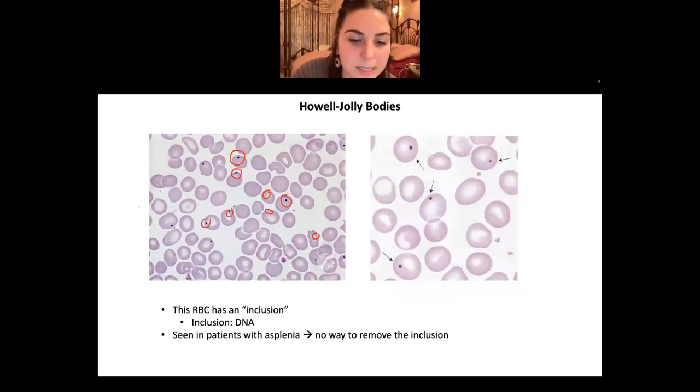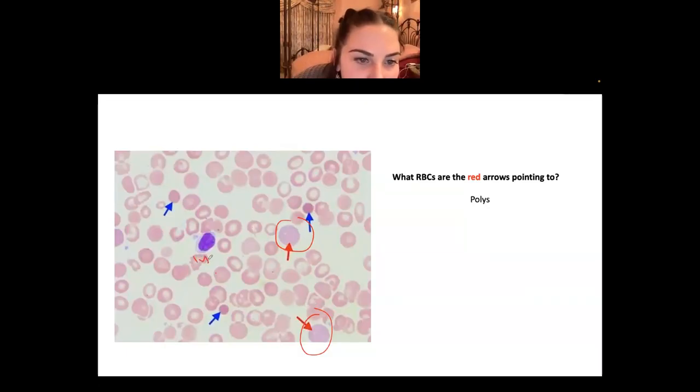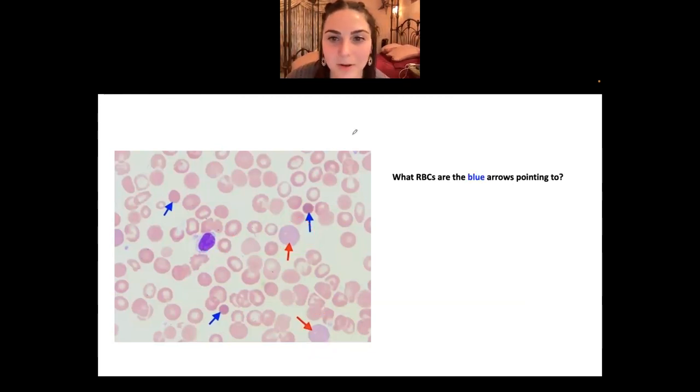So those are polys. Those are a little bit bigger in size. They're purplish, bluish. Okay. Yeah, I would say this is a lymphocyte. Again, it's kind of weird looking, but the nuclear to cytoplasmic ratio always gives it away. Okay, what about the blue arrows? So these.